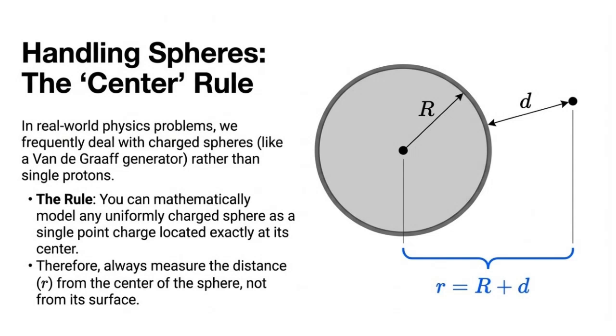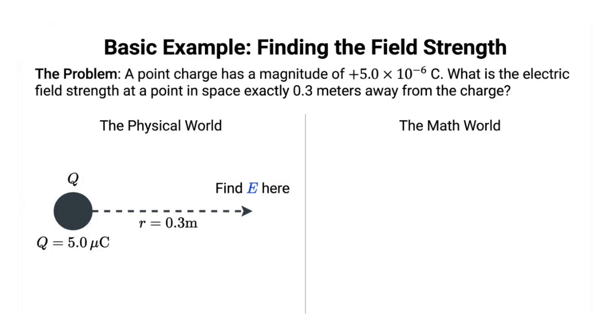For example, if the sphere has a radius r and the point is at a distance d from the surface, the total distance r you use in calculations is the sum of these two, r plus d. This approach helps simplify the math without losing accuracy in real-world physics problems.